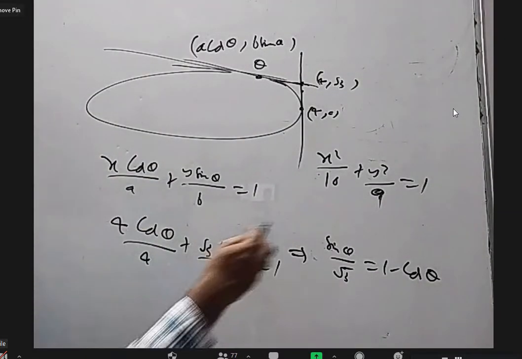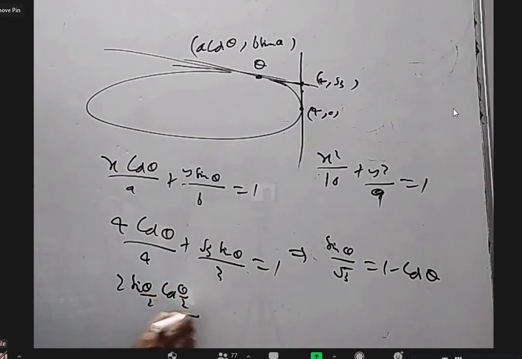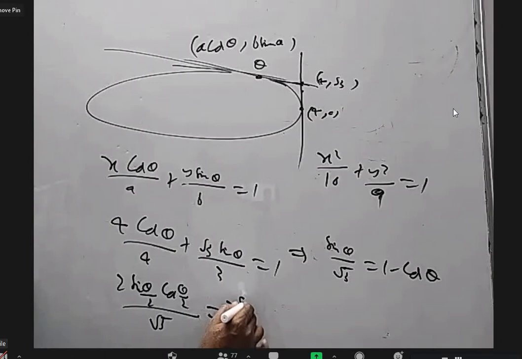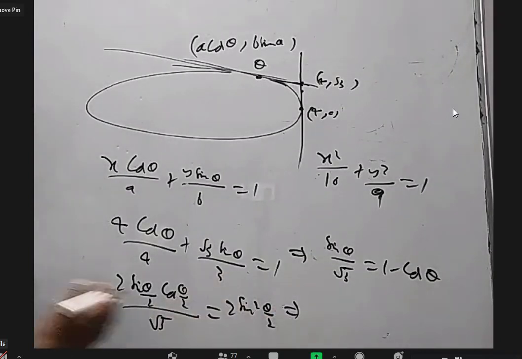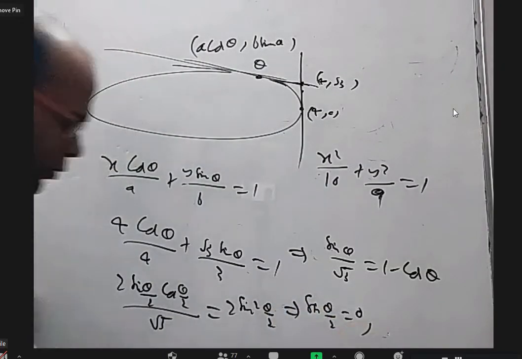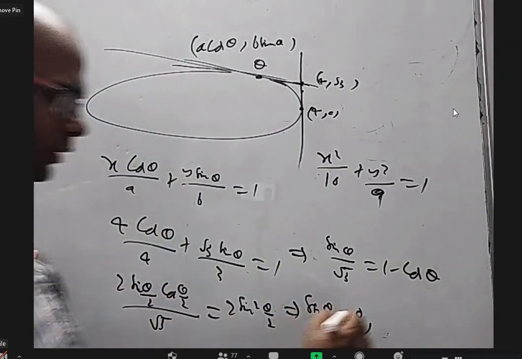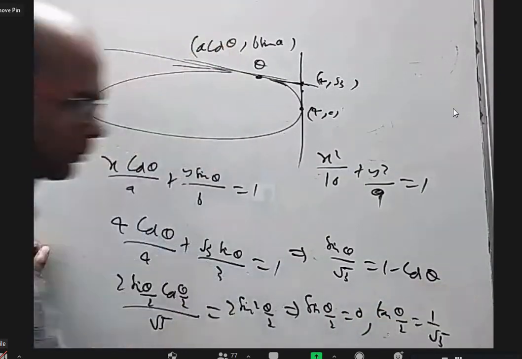Here it may be a little easier because sin theta you can write as 2 sin theta by 2 cos theta by 2 by root 3, and 1 minus cos theta you can write as 2 sin square theta by 2. Don't cancel sin theta by 2, bring it to one side and take it common. You will get sin theta by 2 equal to 0 is one option. The other one is when you divide, you will get tan theta by 2 equal to 1 by root 3.